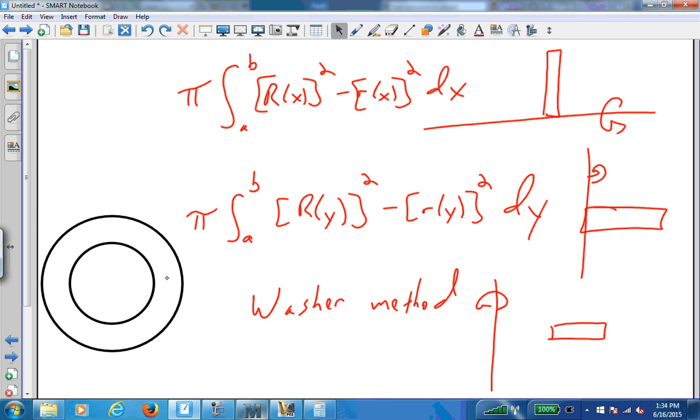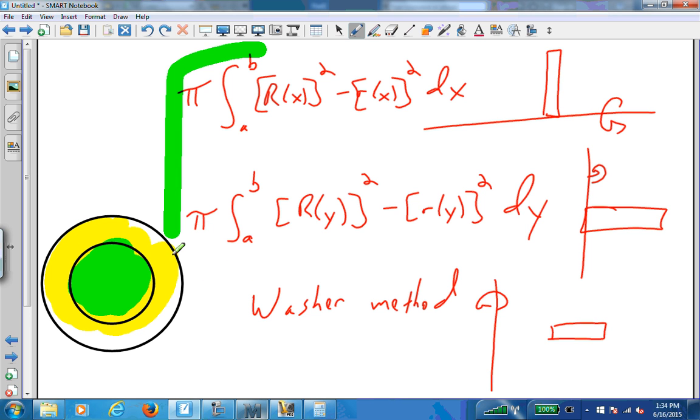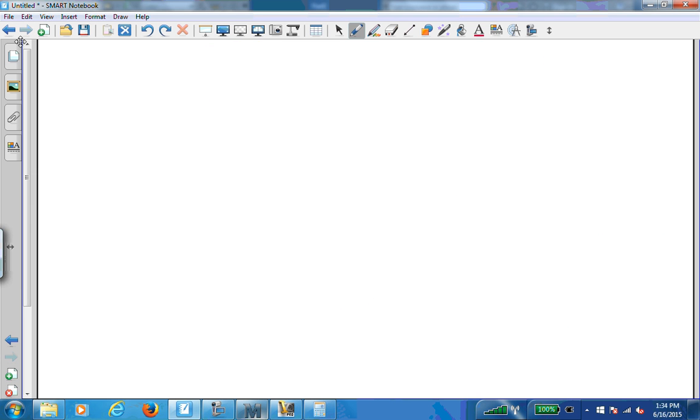But the way you calculate the volume of that is you take the volume of the whole thing minus the volume of the inside, and that'll give you the volume of the washer. So the washer method, which is just an extension of the disk method. So let's do an example of that.